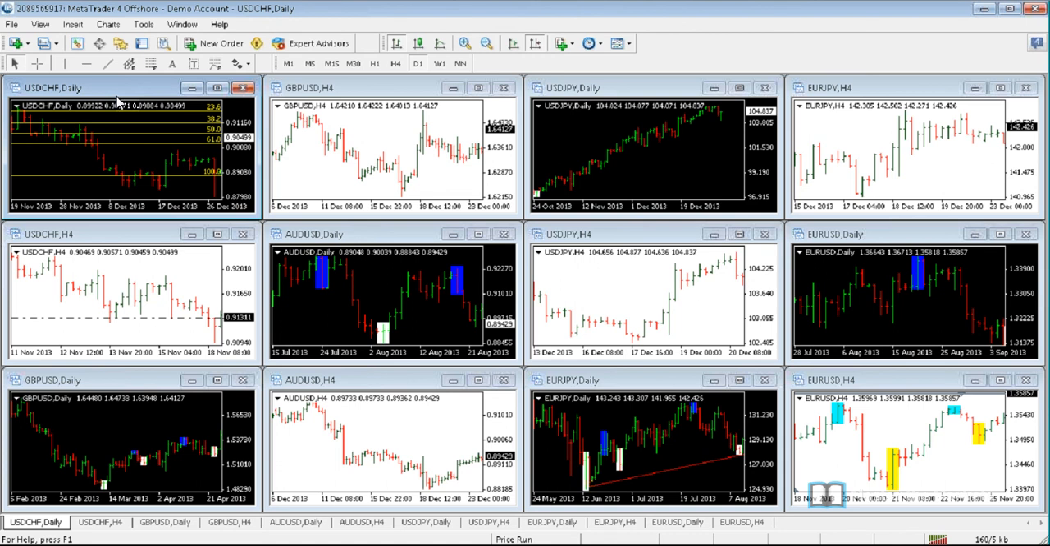So let's look at the daily charts to see which of our currencies, first of all, are potentially setting up price run opportunities by looking at which ones have potentially reversed here for us in terms of a trend.